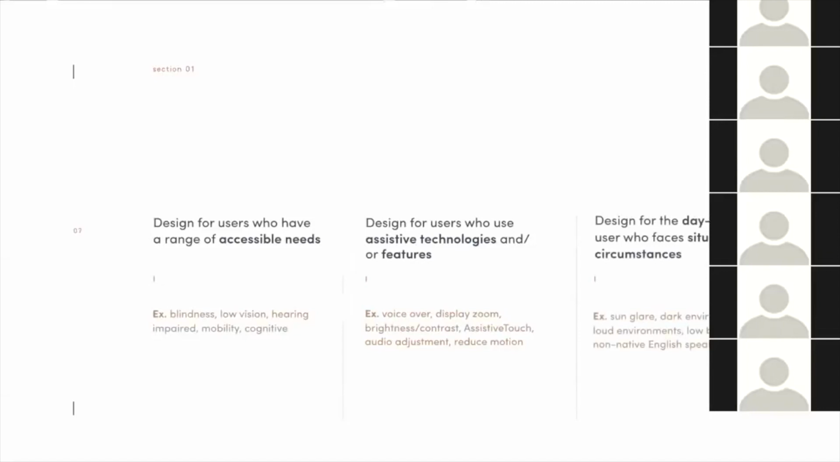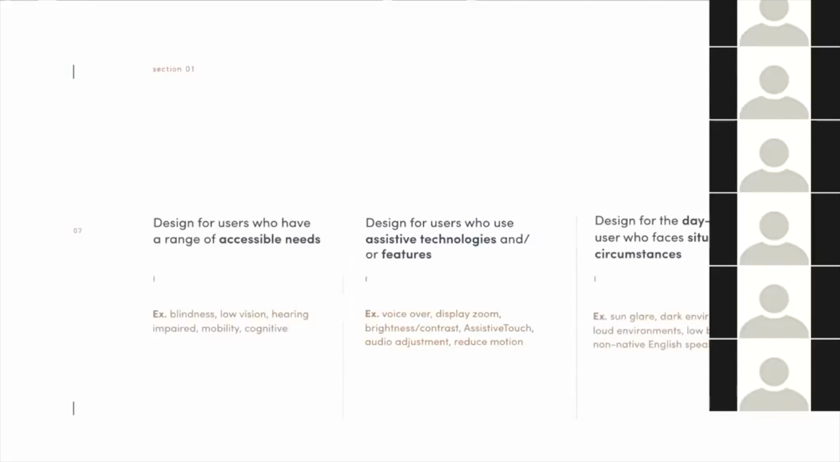Okay, so if we look at the third column there, for me, this is the most important. It's not designing just for people who use assistive technologies, but designing for the day-to-day user who faces situational circumstances. As designers, this is something we probably often don't think about day-to-day, but it's crucial.